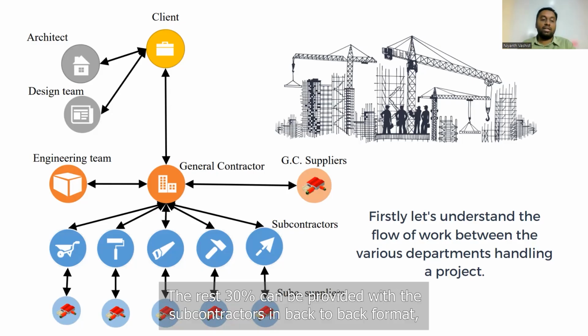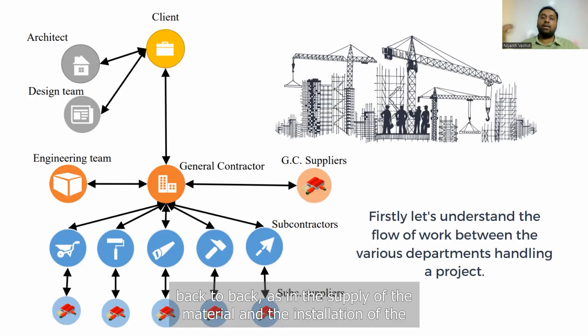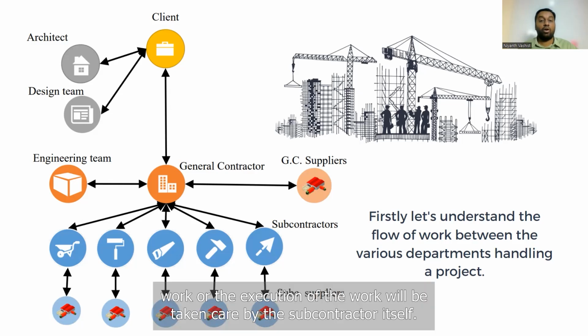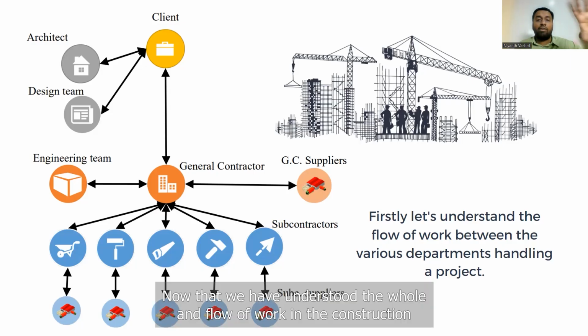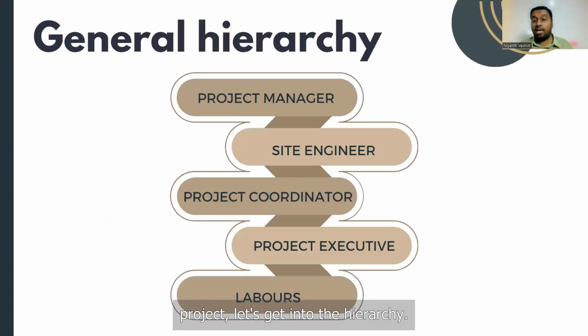The rest 30% can be provided with the subcontractor in back-to-back format. Back-to-back as in the supply of the material and the installation of the work, or the execution of the work, will be taken care of by the subcontractors itself. Now that we have understood the whole flow of work in the construction project, let's get into the hierarchy.